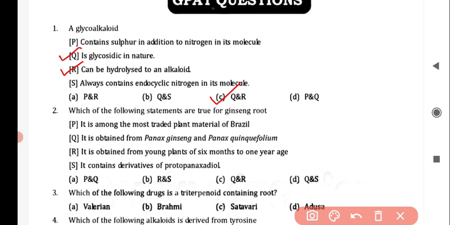Next question is, which of the following statements are true for ginseng root? And the correct answer for this question is option Q and option S, that is it is obtained from Panax ginseng and Panax quinquefolium and it contains derivatives of protopanaxadiol. So option D is correct for this question.